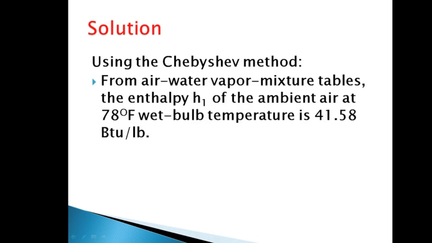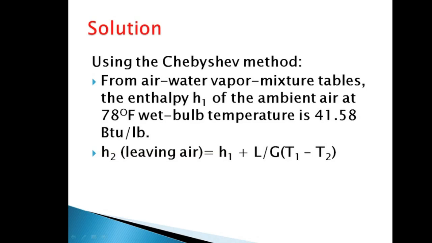So from the air-water vapor mixture tables, the enthalpy H1 of the ambient air at 78 degrees Fahrenheit wet bulb temperature is 41.58 BTU per pound. So this value was obtained using table 12-1 of the Perry's Chemical Engineers' Handbook.